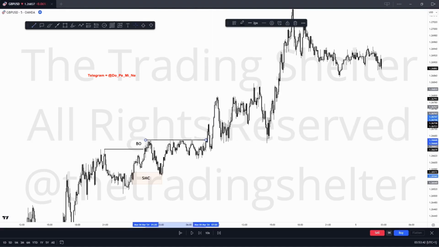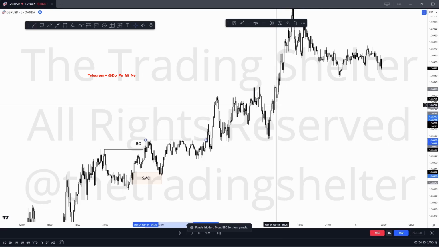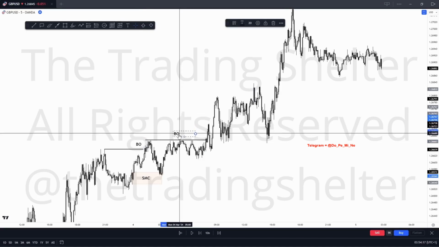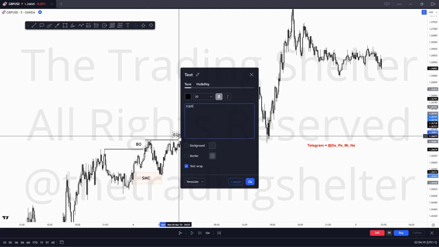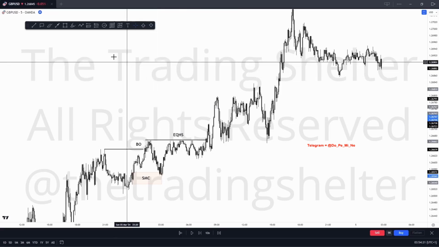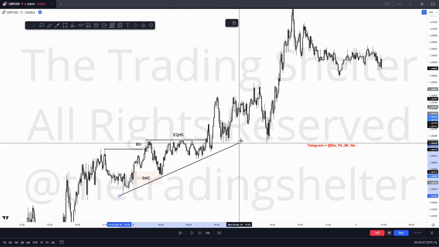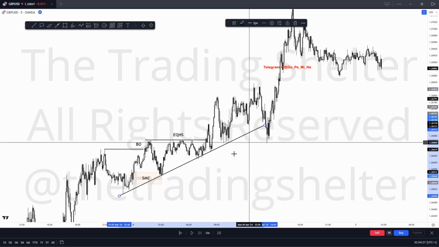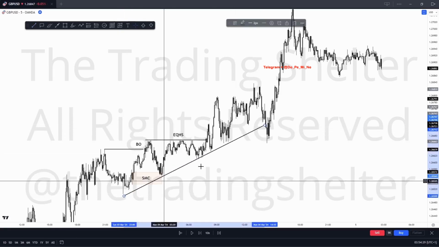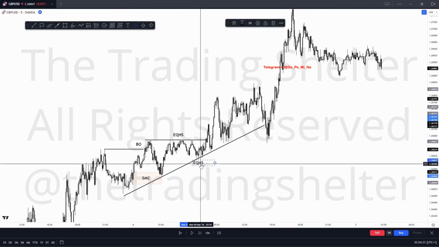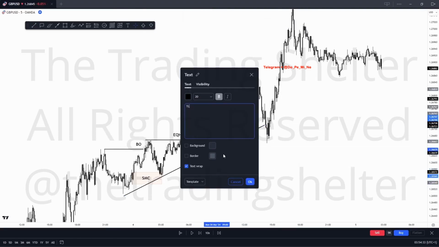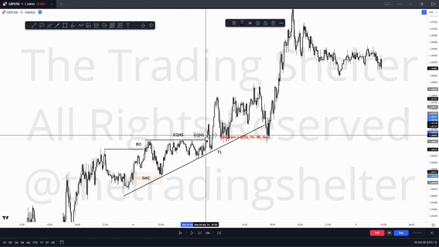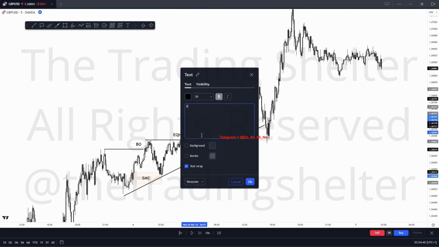All right. Now we have equal highs. So equal highs. Now it seems like we have a little trend line being formed. Okay, let's do it like this. Trend line, trend line. We also have breakout traders here.